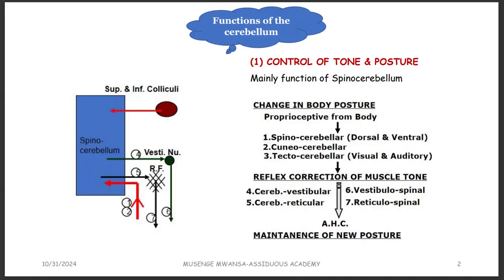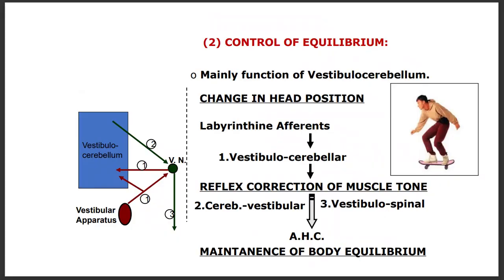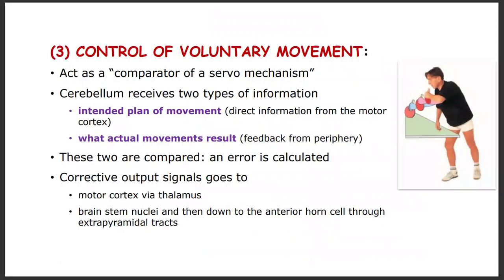I see. So from these functions that we have here, we can see the first one: control of muscle tone and posture via the spinocerebellum, equilibrium, vestibulocerebellum, control of voluntary movement. So first the cerebrum is going to send the intended plan of movement and the actual movement. And then there's going to be a corrective output signal from the cerebellum, and then that goes to the motor cortex and also to the brainstem. That's why I've picked it as one of the answers also.